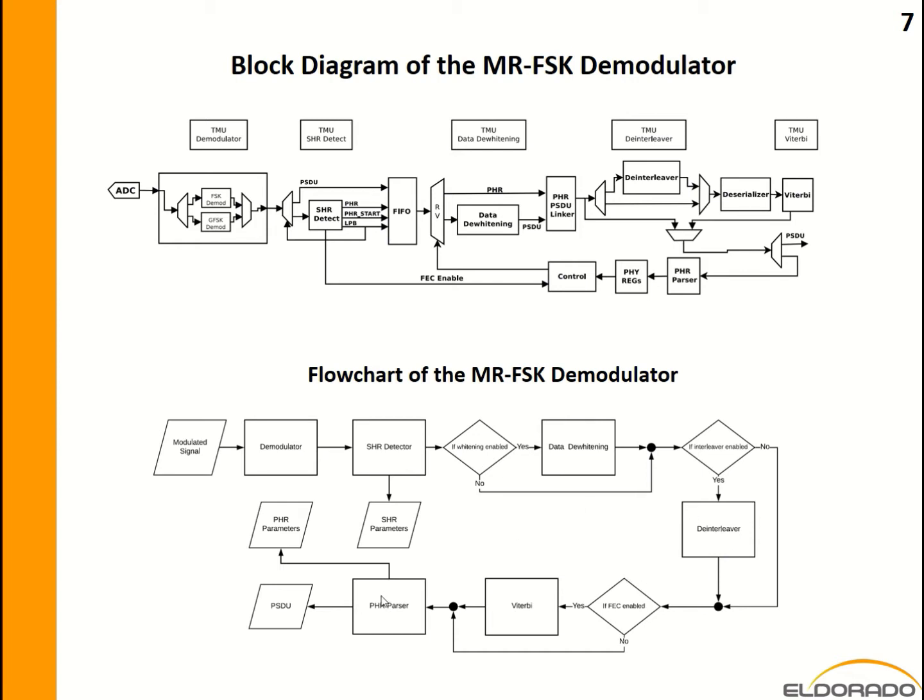Once PHR and PSDU are extracted, the first one bypasses the data whitening and is processed by the remaining enabled data processing blocks. Once PHR is parsed, the PSDU can continue on the data path, passing through data whitening, if applicable, FEC, and the interleaver. At the end of the receiving process, the PSDU goes to the serial output of the receiver.